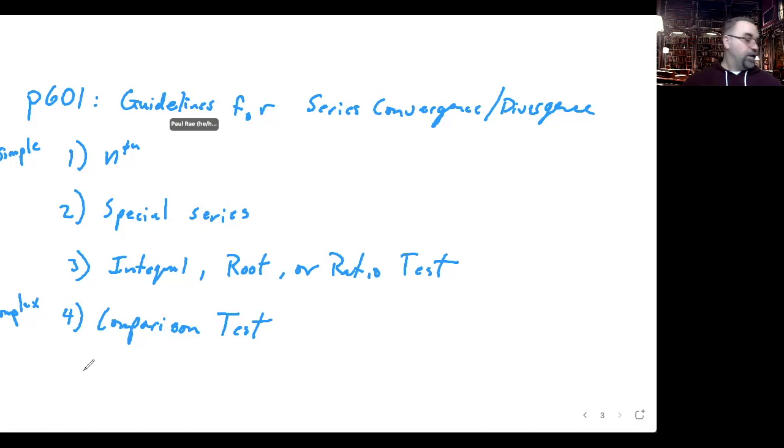On that page, you'll notice it does kind of go in order of what we just said. So I like that as well. It starts at the top with the nth term divergence test, and it goes through all of the same things that we just talked about, in order as you work down the page, the very last one being the limit comparison and direct comparison test.